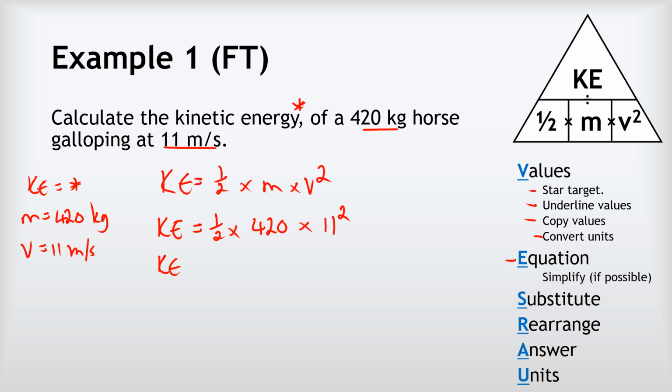So we're going to say KE equals half times 420. Now 11 squared is 121, so we're multiplying this by 121. And if we stick all this into the calculator, we get a kinetic energy answer of 25,410, and the units is joules as our final answer. So 25,410 joules.